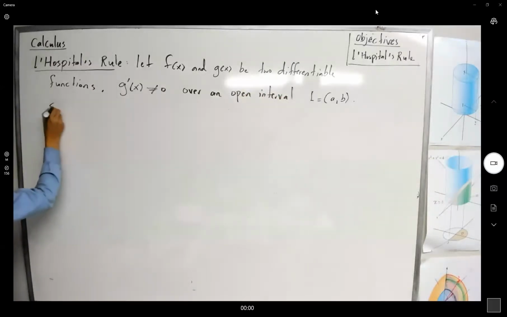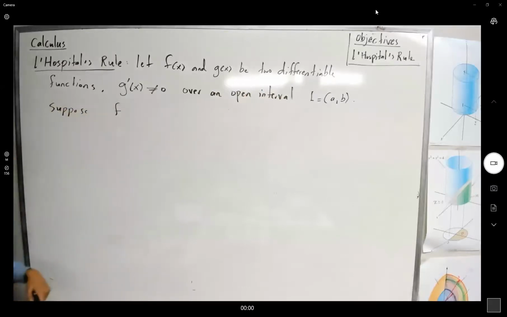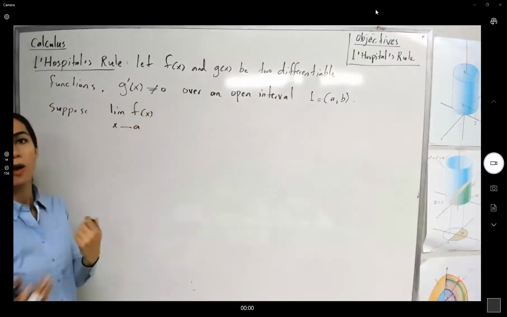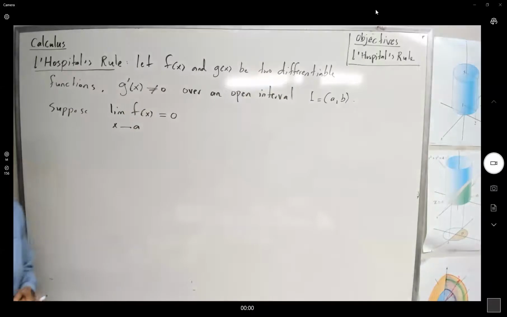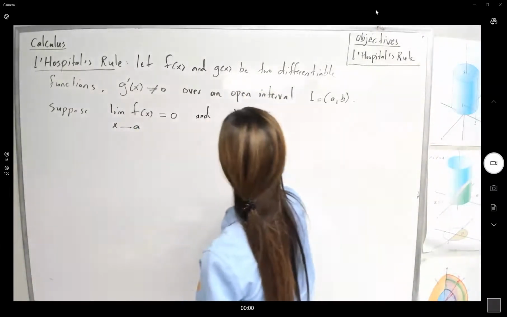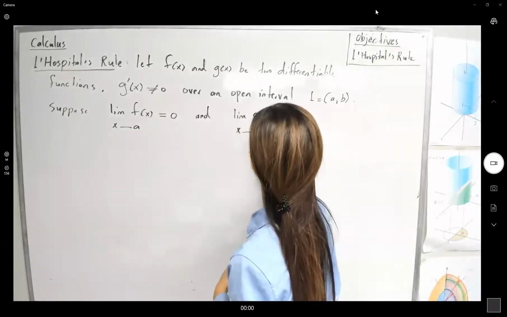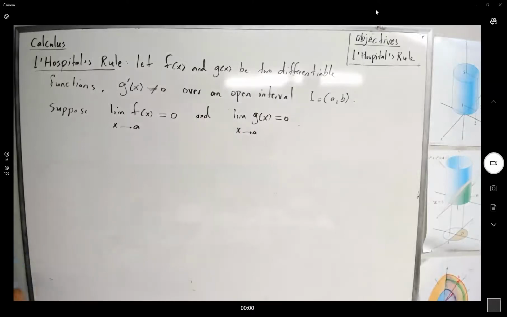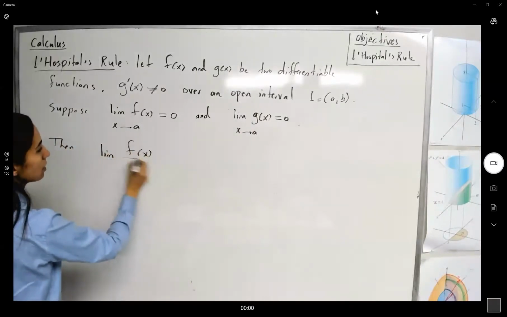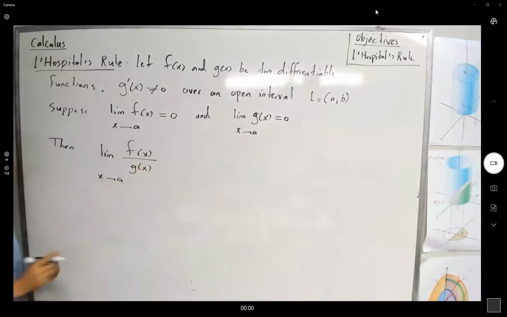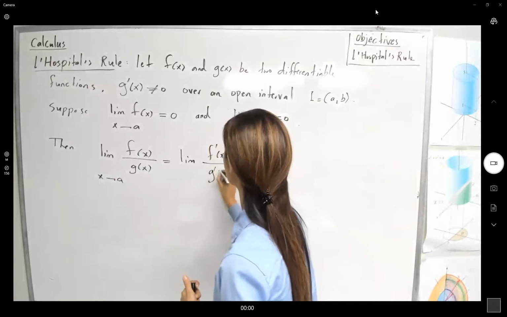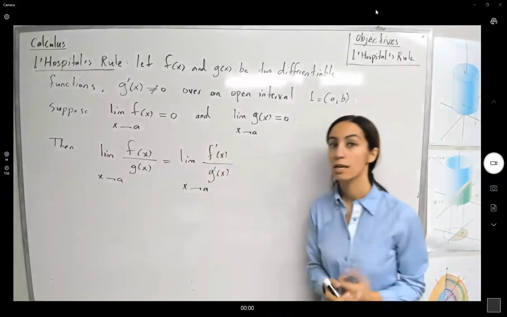And suppose the limit of function f as x approaches a number like a is equal to 0, and also the limit of g of x as x approaches a is also 0. Well, I'm going to write down the second case down here. Then the limit of f of x divided by g of x as x approaches a is equal to the limit of the derivative of f over the derivative of g as x approaches a.